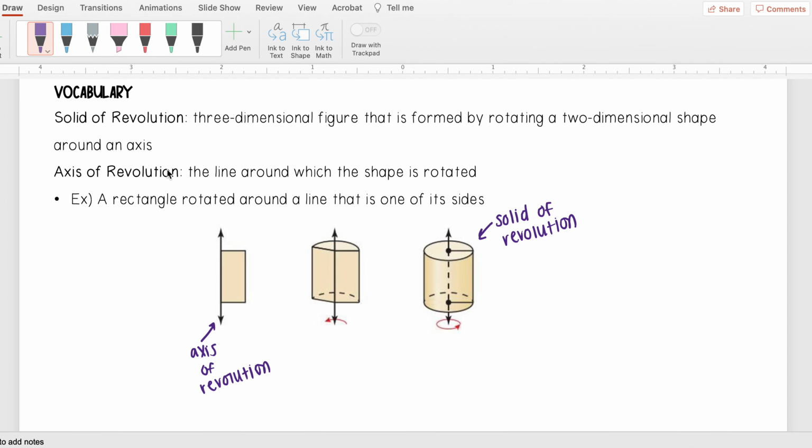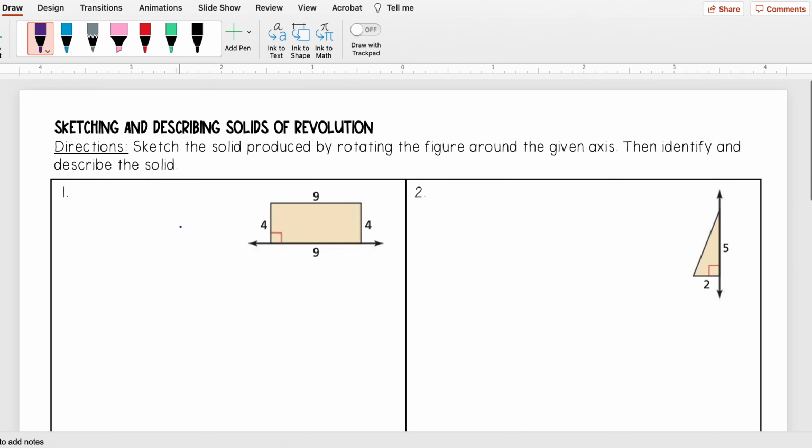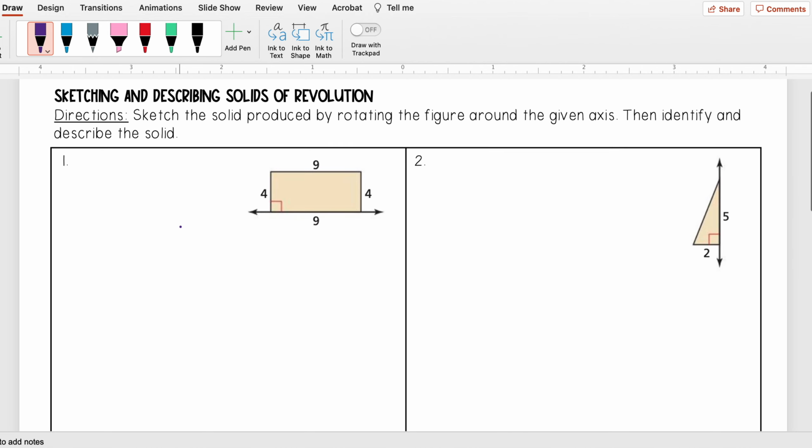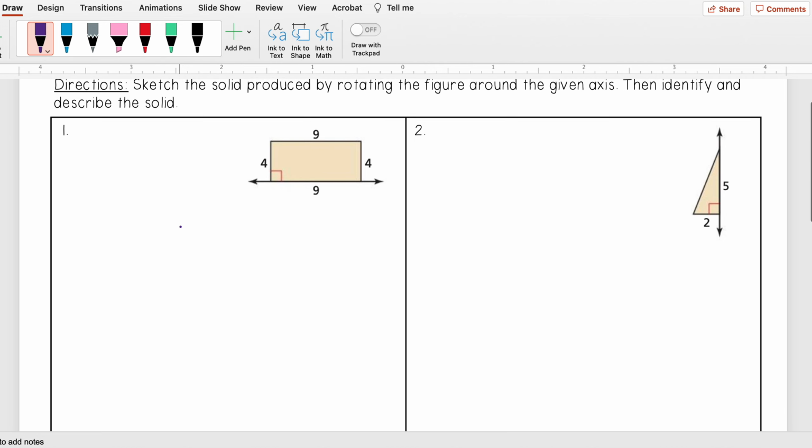So I see in this example here, I have a rectangle rotated around a line that is one of its sides. And so if I am rotating this rectangle around a line, partway through, it starts creating kind of this semicircle. And then when I complete it, I end up with this cylinder. So let's go through sketching some of these, and then we're going to identify and describe the solid.